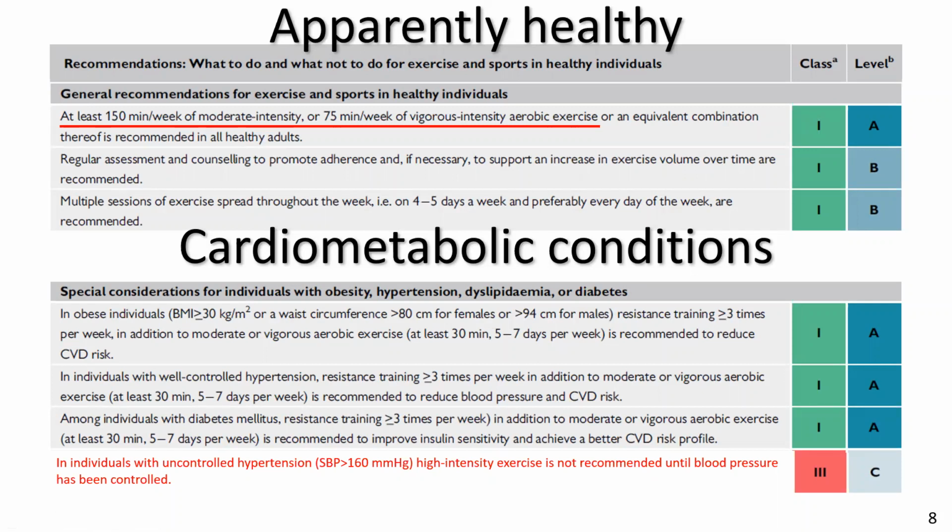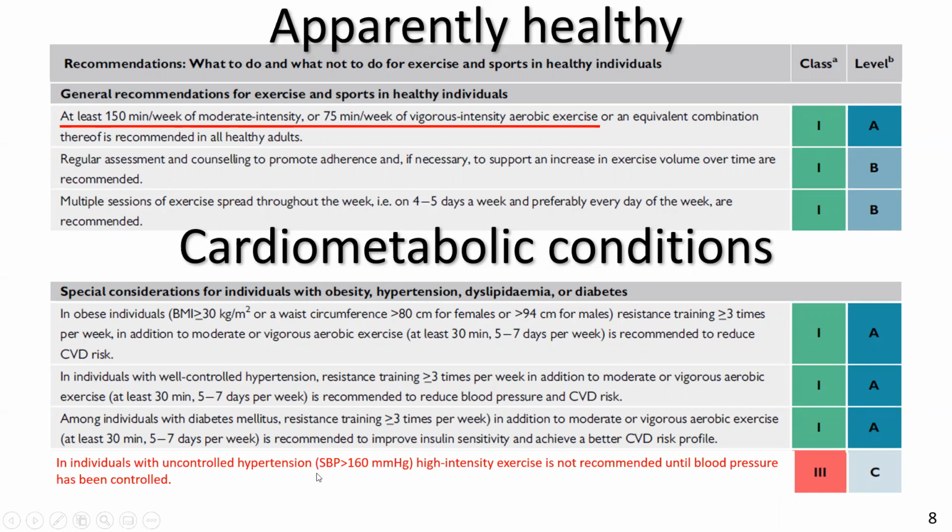Now, coming to apparently healthy, what to do. I'm sure all of you are very familiar with the sentence underlined in red. The general recommendations, which have been widely published for many years, are at least 150 minutes per week of moderate intensity or 75 minutes per week of vigorous intensity aerobic exercise, or equivalent, for all apparently healthy adults. Regular assessment and counselling to promote adherence, and multiple sessions of exercise spread through the week. Also, not written here but I'm sure you're well aware, other modes of exercise, particularly resistance exercise or strength training, should be included as well, 2 or 3 times per week.